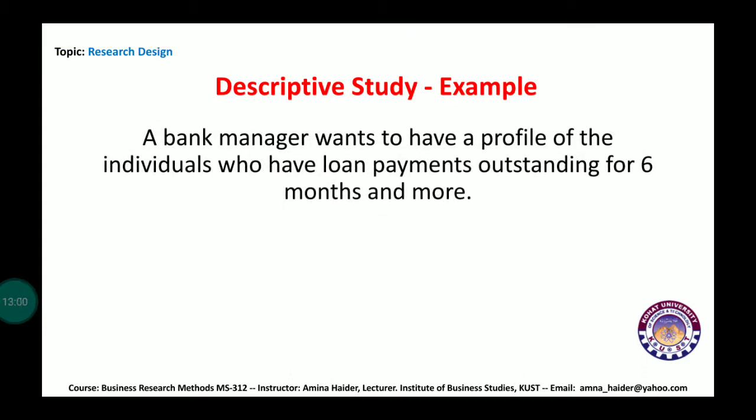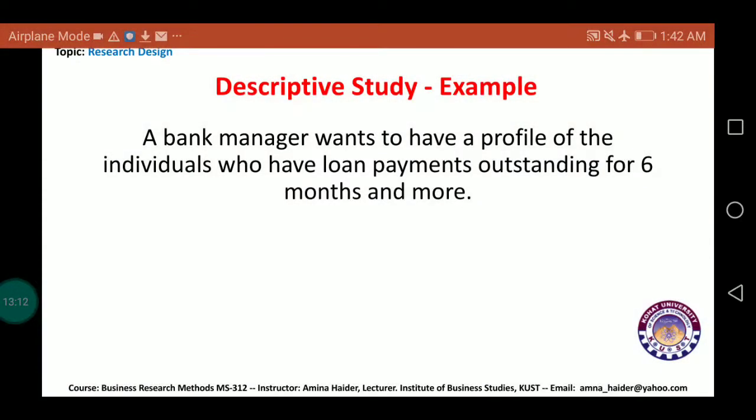Another example is a bank manager who wants to have a profile of the individuals who have loan payments outstanding for 6 months and more. The profile would include the details of their average age, their earnings, their nature of occupation, whether they are full-time employees or part-time employees. That information might help the manager to decide right away on the types of individuals who should be made ineligible for loans in the future.